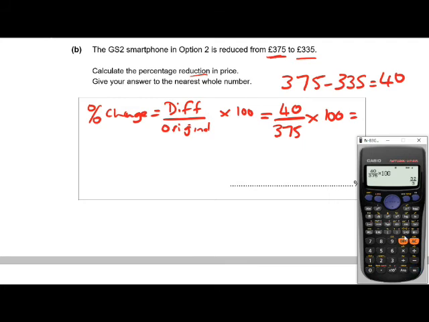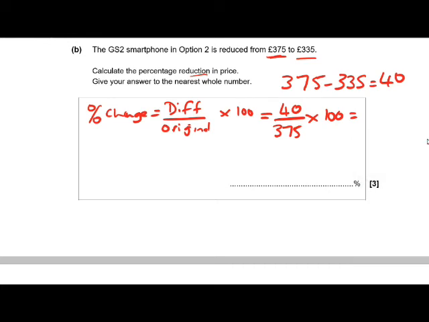Press equals. It gives you an improper fraction. Press SD to get your decimal, and you end up with 10.6 with a little dot over it. Don't forget the little dot. So our answer on our calculator was 10.6 with a little dot. And for those of you who remember your recurring, this is what it means. It goes on forever.